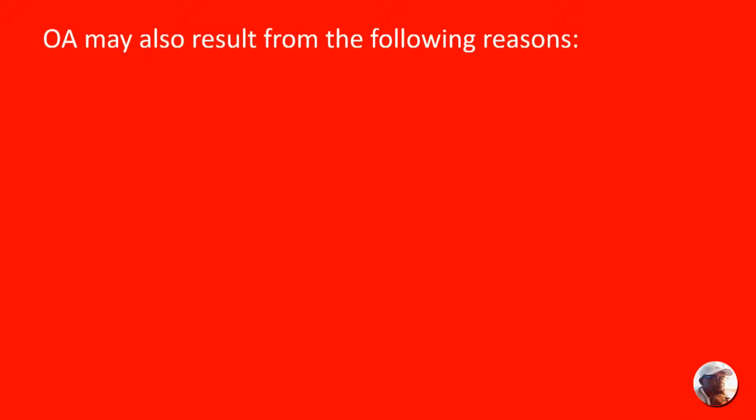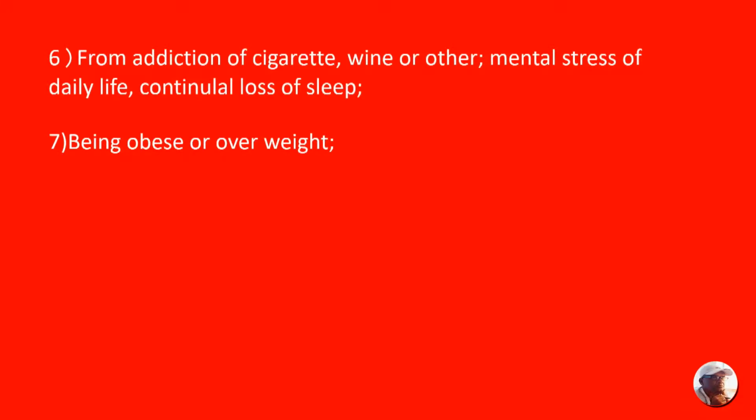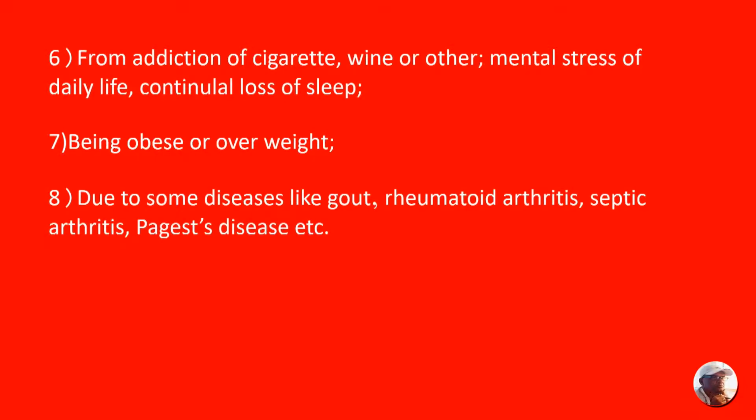OA may also result from the following reasons. Number 1, from an old injury, most commonly seen in players. Number 2, owing to some profession which demands repetitive movements of a particular joint. Number 3, from wear and tear of old age. Number 4, from familial trends. Number 5, due to congenital defects. Number 6, from addiction to cigarettes, wine and others, mental stress of daily life, continual loss of sleep. Number 7, being obese or overweight. Number 8, due to some diseases like gout, rheumatoid arthritis, septic arthritis, Paget's disease, etc.